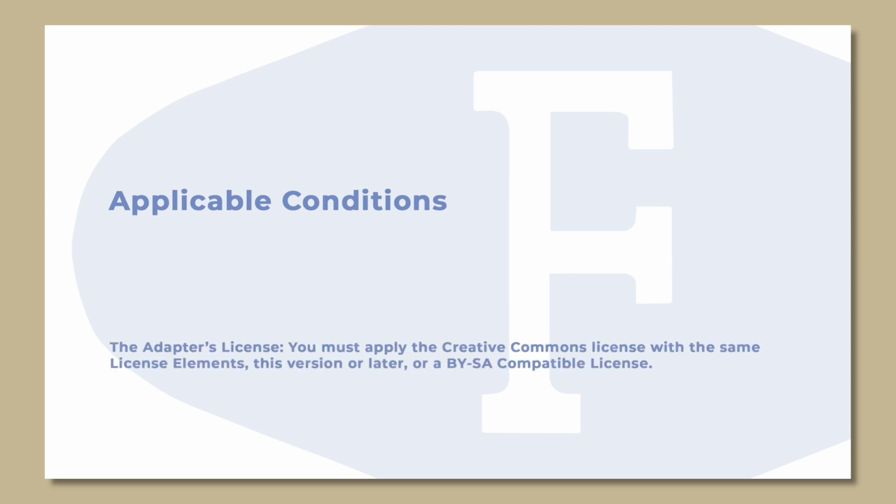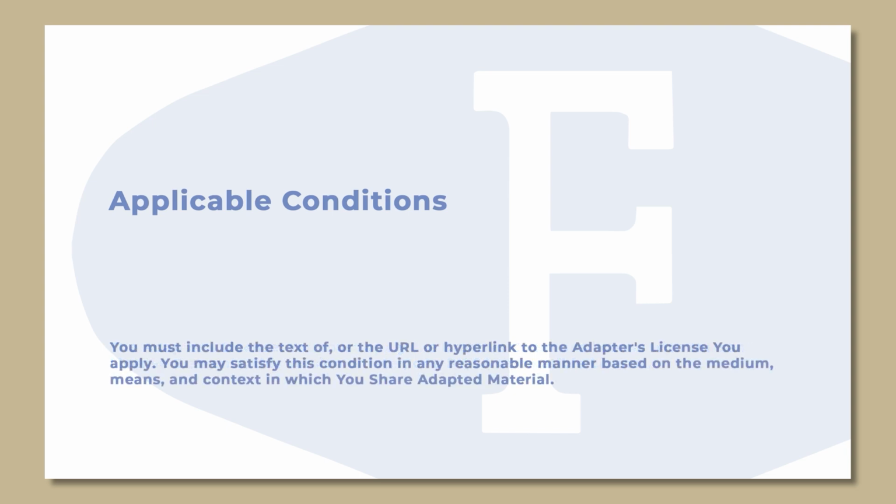If you share an adapted Fortifun Iowa image you produce, the following conditions also apply. The adapter's license. You must apply the Creative Commons license with the same license elements, this version or later, or a BY-SA compatible license. You must include the text of, or the URL, or hyperlink to the adapter's license you apply. You may satisfy this condition in any reasonable manner based on the medium, means, and context in which you share adapted material.